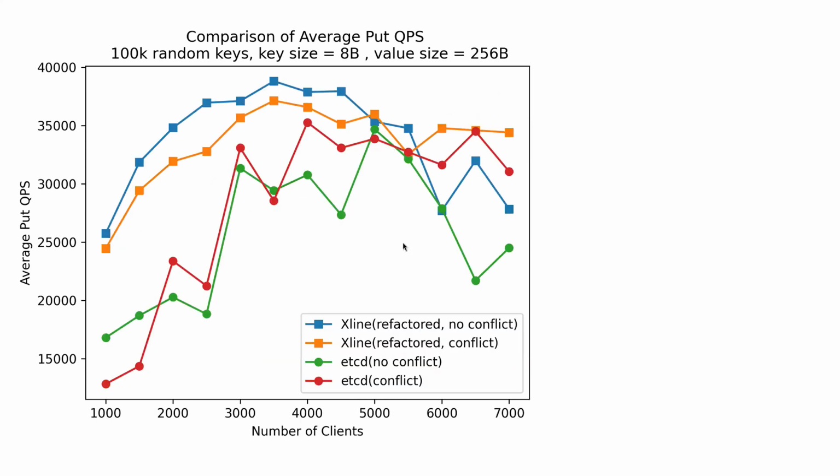We also have a comparison to etcd, and we can see that the throughput of Xline is comparable to that of etcd, and even surpasses it in some cases. Next, I will discuss the details of some major rewrites in the Xline codebase and explain how we achieve these improvements.